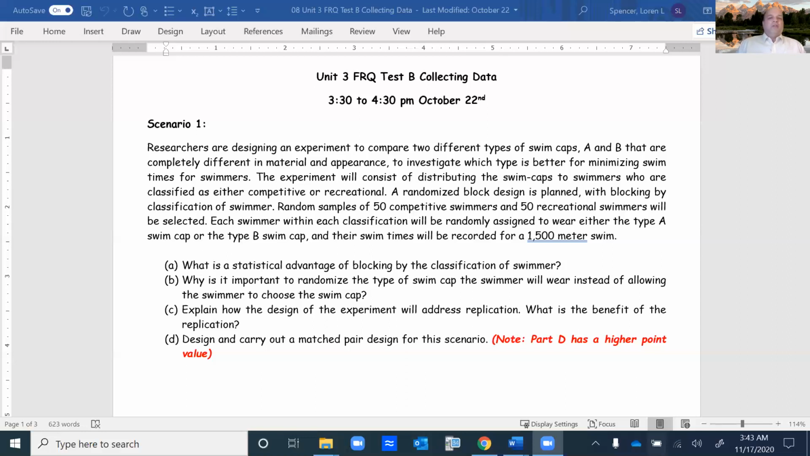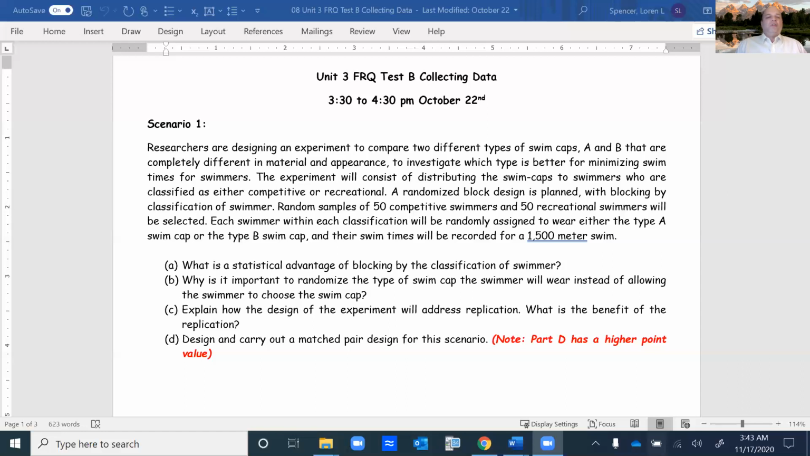The second treatment group would start off with swim cap B. They would swim the 1,500 meters after an appropriate amount of time, and they've rested up. They go put on swim cap A and then swim the 1,500 meters. At the end of the time, the differences in time would be noted to determine which swim cap was best.